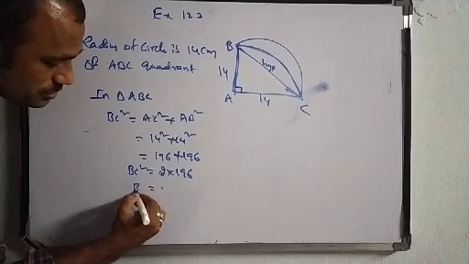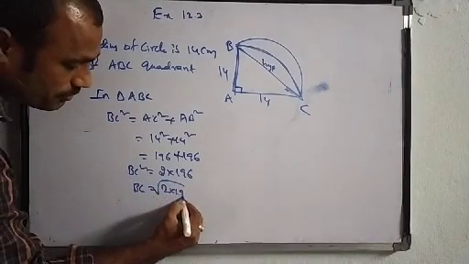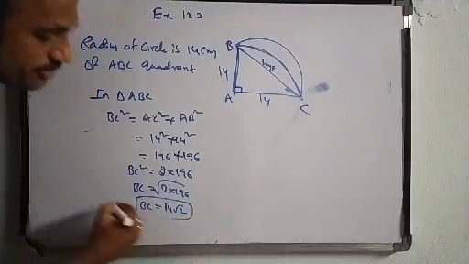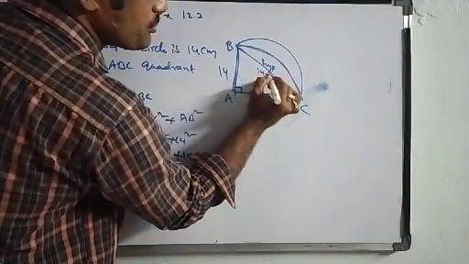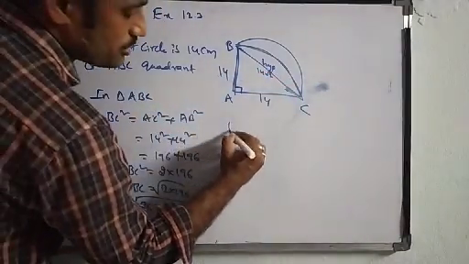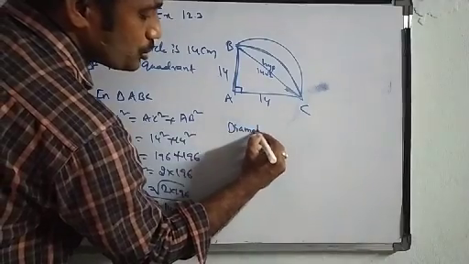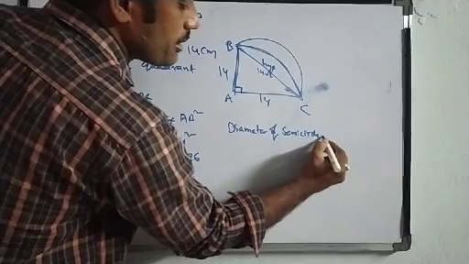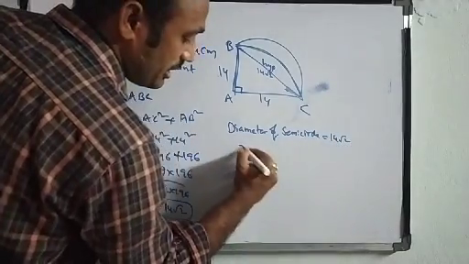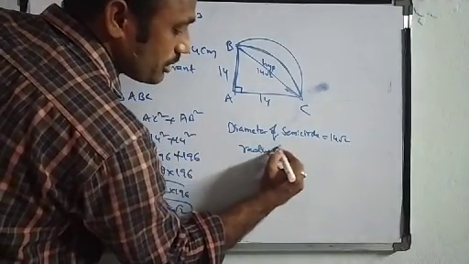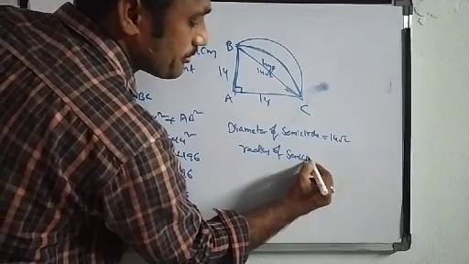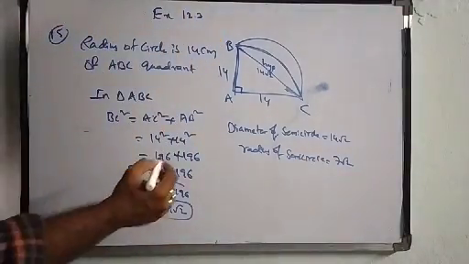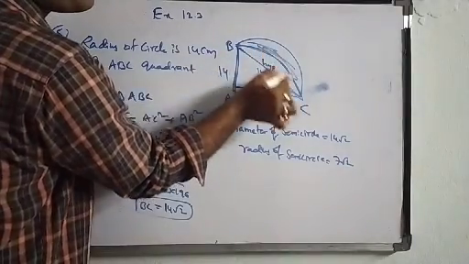BC square is equal to, so BC is equal to 2 into root of 196, it will become 14 root 2. So here you need to get it as 14 root 2. This is the diameter. So the diameter of the semicircle is 14 root 2. We want the radius. So the radius of the semicircle is 7 root 2. So I have to find out the area of this shaded region.